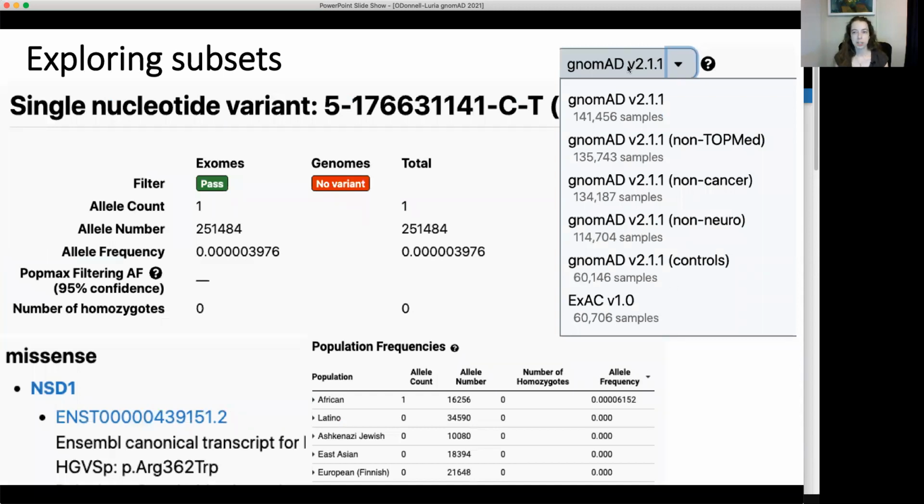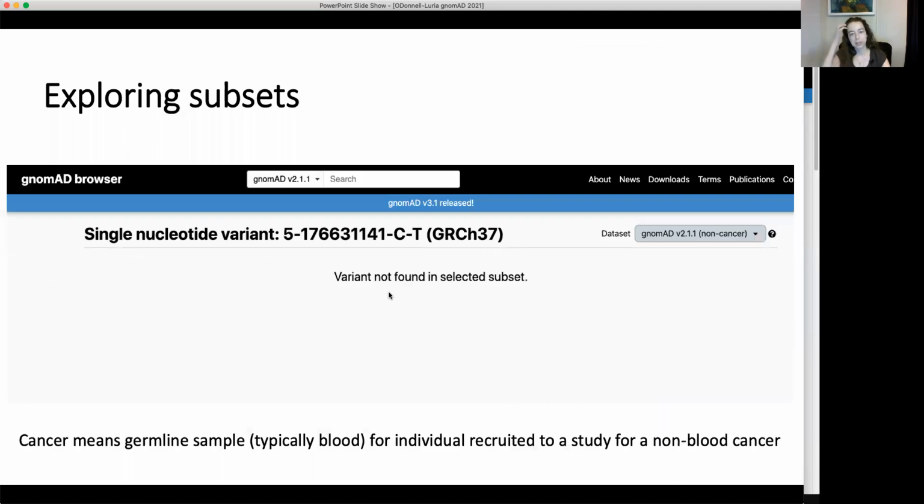So I mentioned that you can just click on the gnomAD little menu here, and you can change the data set to a subset. So for example, if you're studying cancer and you want to know if this variant, seen in one African individual, comes from an individual who's in a cancer cohort or not, you can click the non-cancer, and that will exclude any samples that are in the cancer cohort. And you can see this variant is not present in the non-cancer subset because the variant is only present in the cancer subset. There aren't cancer samples, so these are not tumors that are sequenced and included in gnomAD. They are blood samples from people who were recruited from a study of cancer.